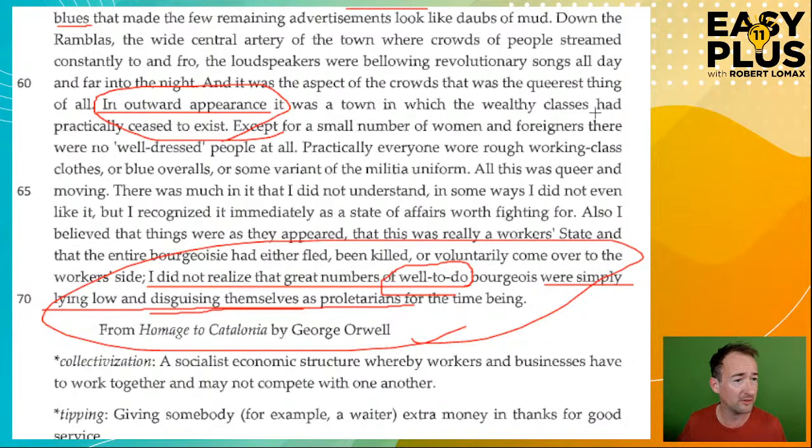In outward appearance, it was a town in which the wealthy class had practically ceased to exist. And then you see the text going on and talking about all sorts of other things, which seem to be about how they had in fact disappeared. So you'd be led into the wrong answer. It's only if you've already read the whole text, so you know that there is this bit down here, look at my coordination of two hands, which explains it, that you can answer the question.